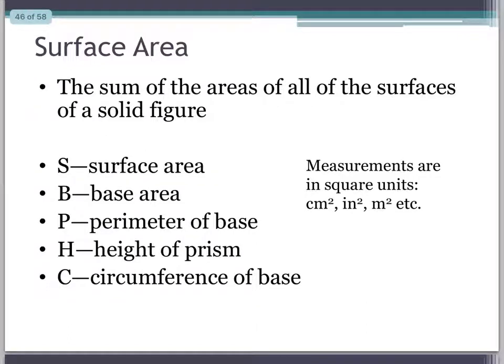Alrighty, so second part of our vocab. So we've done area, right? We talked about irregular figures. Those are kind of fun, I think. But anyway, moving on to surface area.